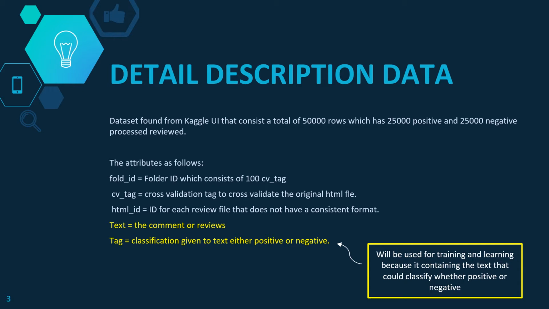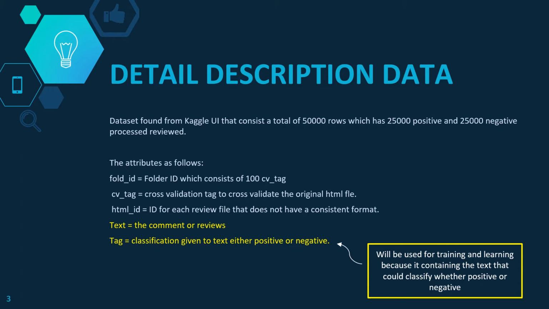HTML_ID is the ID for each original review file that does not have a consistent format. The next attribute is text. Text is the comments or review given by a user about the movie. Finally is tag. Tag is the classification given to the text, whether it is positive or negative.